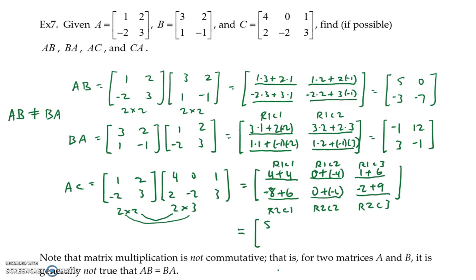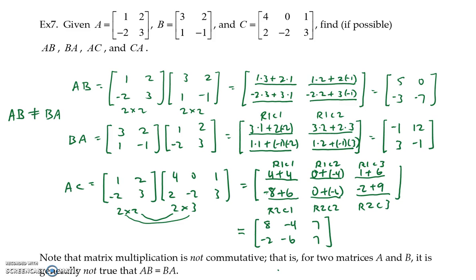4 plus 4 is 8. 0 plus negative 4 is negative 4. 1 plus 6 is 7. Negative 8 plus 6 is negative 2. 0 plus negative 6 is negative 6. And negative 2 plus 9 is 7.